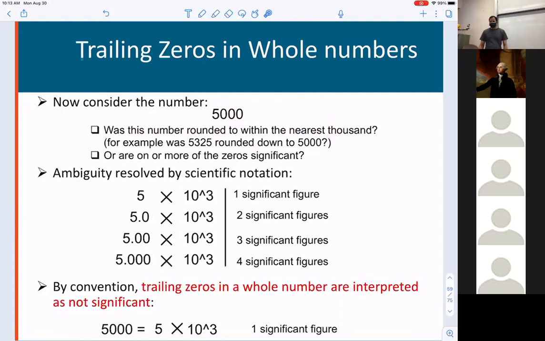And the way we resolve this ambiguity is we use scientific notation. If the situation is that really you're rounding to the nearest 1,000, you're only really confident in the 5, and then you're not sure about the remaining zeros, then what you do is you write this same number as 5 times 10 to the 3, and then you see that this is just one significant figure. If, on the other hand, you are confident about the first 0, but you're not confident about the remaining 2 zeros, then you will write this number as 5.0 times 10 to the 3. So then you have 2 significant figures here. And similarly, if you're confident about these two, then it's 5.00. That's 3 significant figures times 10 to the 3. Or if you're confident in all of them, then you will write 5.000 times 10 to the 3. Any questions on that?